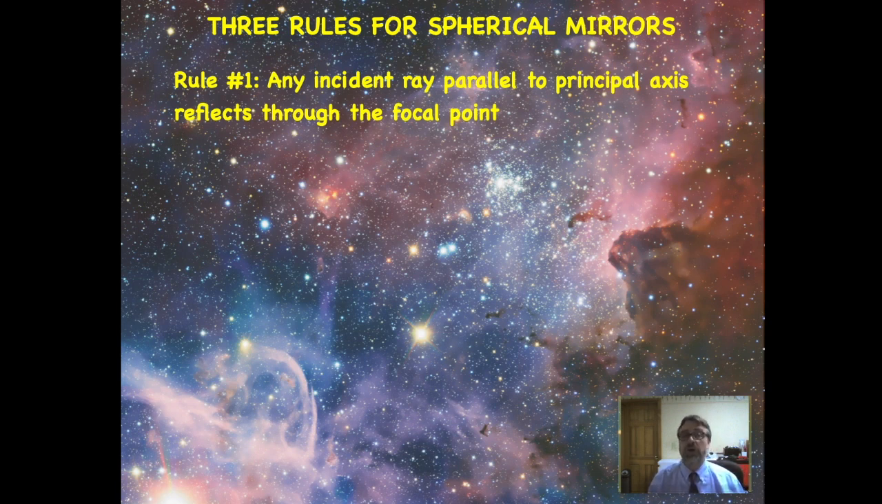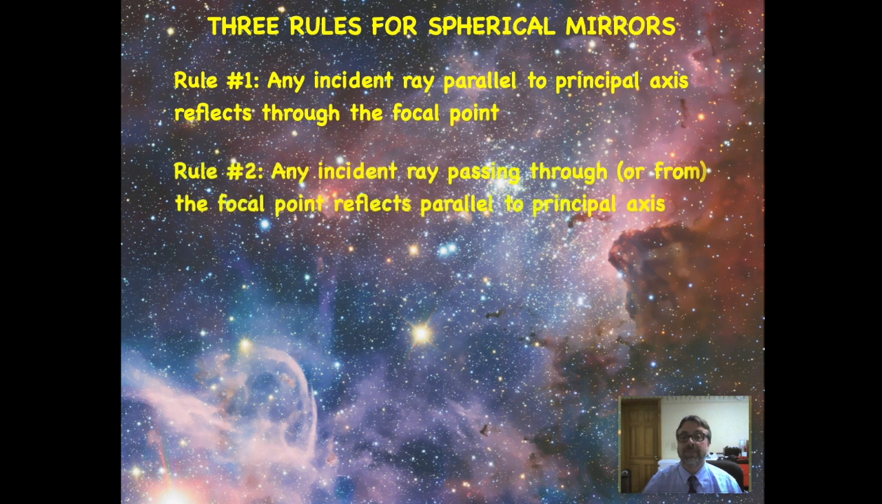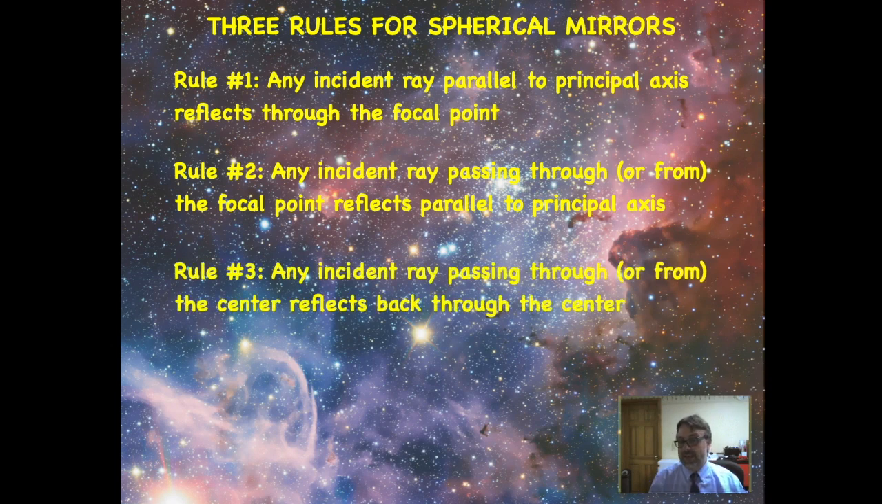So the first rule was any incident ray parallel to the principal axis, that's the center line of the mirror, would reflect through the focal point. And remember, the focal point is the distance halfway between the center and the mirror. Rule number two was when an incident ray that passes through or from the focal point strikes the mirror, it would then reflect parallel to the principal axis. And finally, rule number three is any incident ray passing through or from the center of the mirror would reflect right back along itself, back through the center.